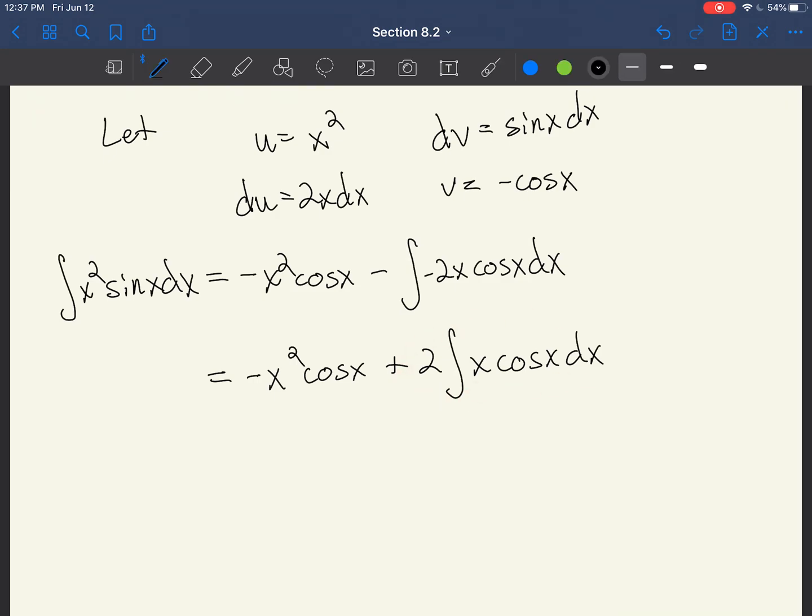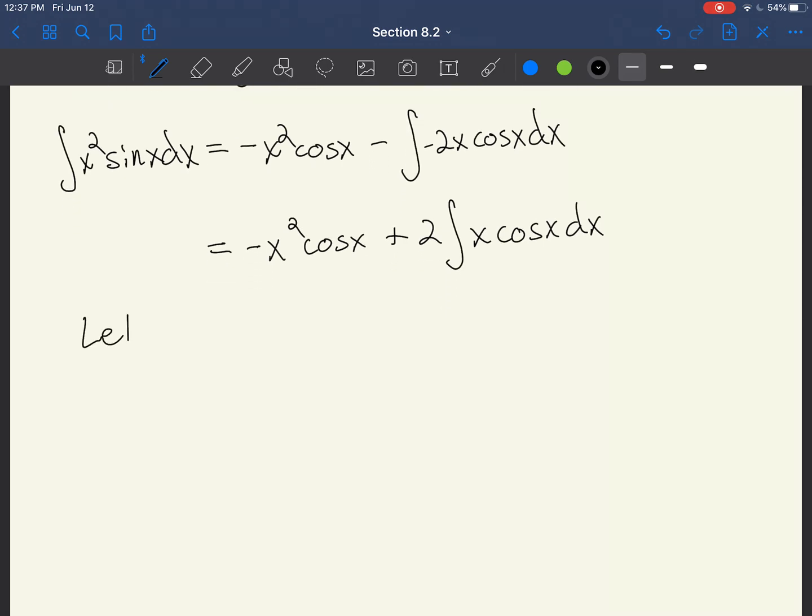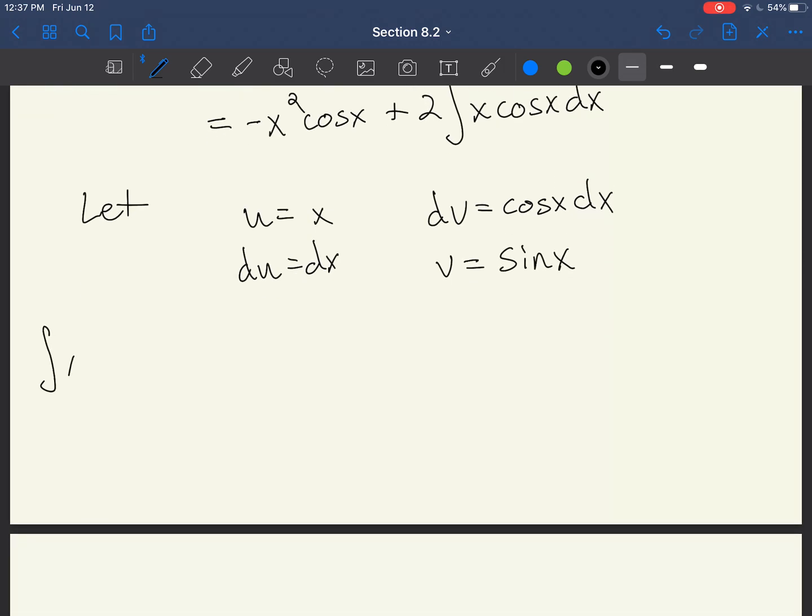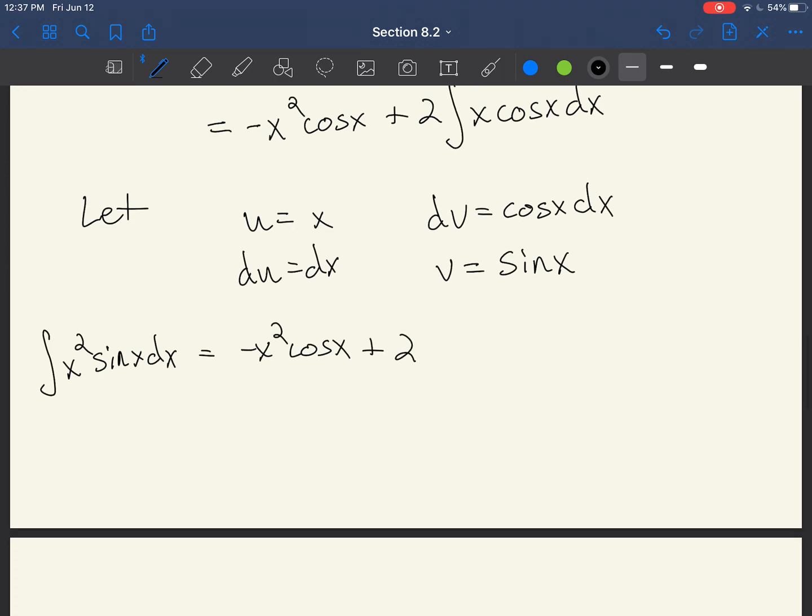Looking at this is the first example that we did, so I'm going to go a little bit quickly through this. But we now need to integrate x cosine x, so let u equal x, dv equal cosine x dx. Then du equals dx, v equals sine x. So we have the integral of x squared sine x dx equals negative x squared cosine x plus 2 times this integral x cosine x, but that equals x sine x minus the integral of sine x dx.